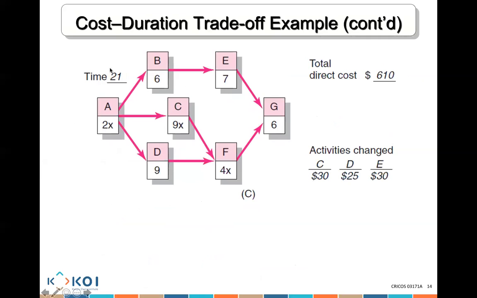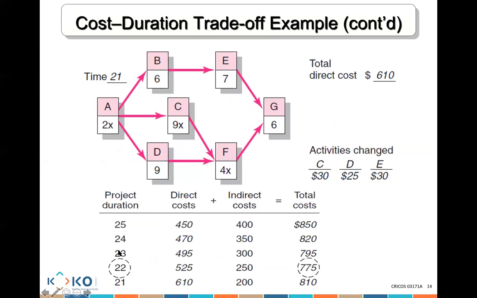All right, so we got all the way from 25 days to 21 days. You have all of your direct costs. The last one, 21 days, is 610, which we calculated. We already gave you the indirect cost, and you will never have to calculate the indirect cost if I give it to you. A lot of the time I give you that. So if you combine the direct and indirect cost, you get your totals. And then you can see that 22 days is 775. 22 days is really the cheapest duration to crash the project.